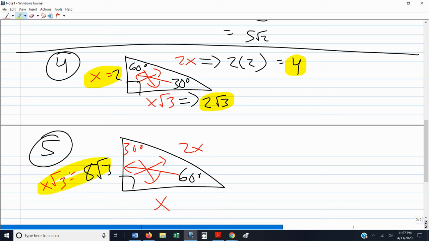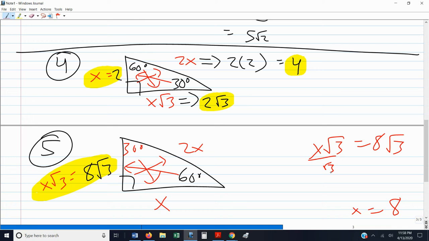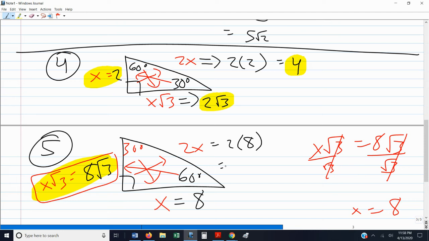And so I think this one, you can just kind of look at that one and see if x root 3 is the same as 8 root 3. If x root 3 is the same as 8 root 3, what is the x value? The x value is 8. If you need to solve that like an equation, you can divide both sides by root 3 and you get that x is 8. But again, I think you can get that by just looking at it. So your x value is 8, and that means 2x is 2 times x, which is 8, is going to be 16. So there you have all 3 sides of that triangle.